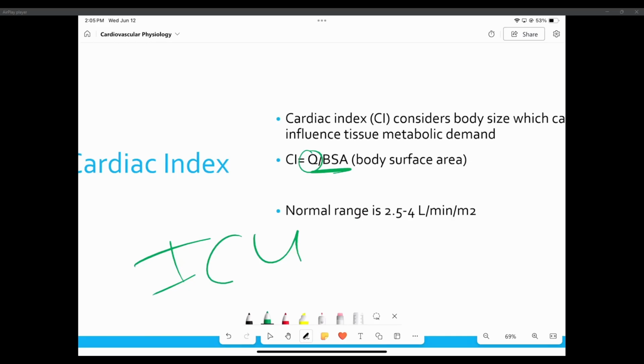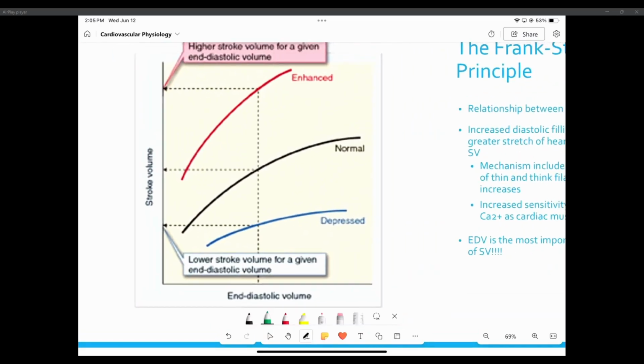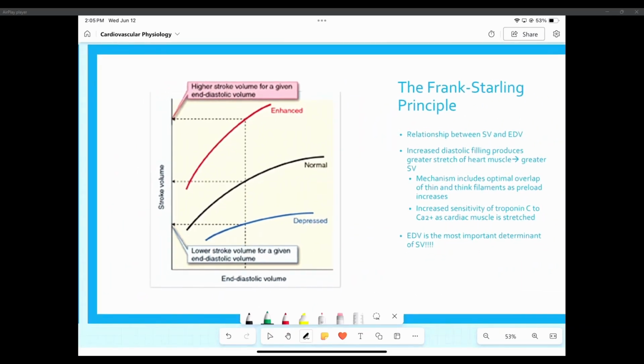So that's where cardiac index comes into play. Now, Frank Starling principle. All your ex-phys people should remember this one. This is contractility. This is the relationship between stroke volume and end diastolic volume. When we talked about skeletal muscle, the contractility is fixed in skeletal muscle. Why is our contractility fixed in skeletal? They're fixed to the bones. The heart is not fixed to anything. It's just a sac that just sits there.